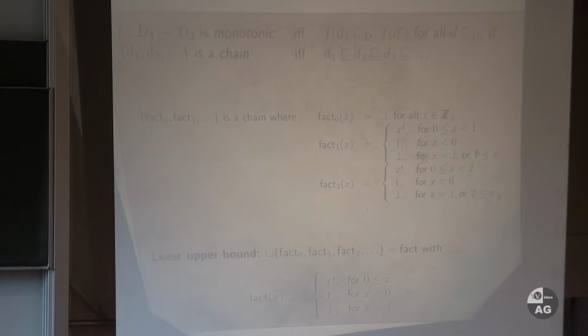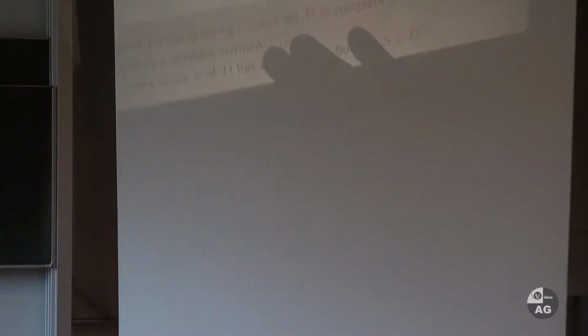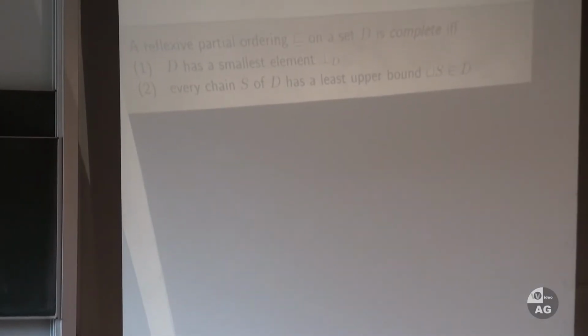Well, that's what we would like to have, and therefore we require that our domains and our orderings should have this property, and if they have this property, we call them complete. So we say that if I have a reflexive partial ordering on some set D, the ordering is complete if it has the following two properties. First, there must be a smallest element in D, and we denote the smallest element by bottom index D, and we omit the index if D is clear. And moreover, every chain must have a least upper bound.